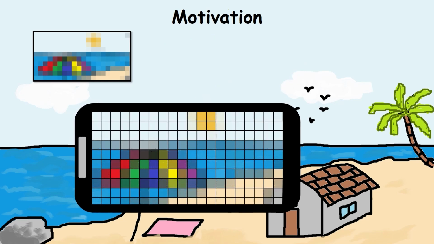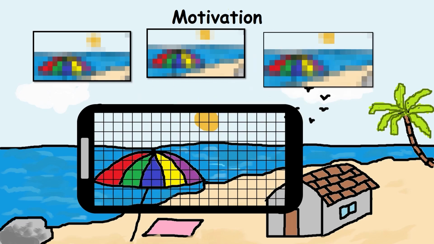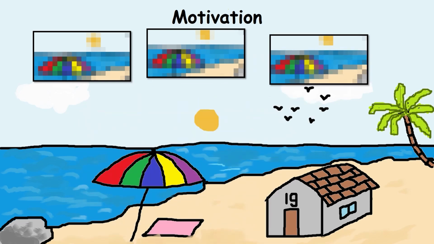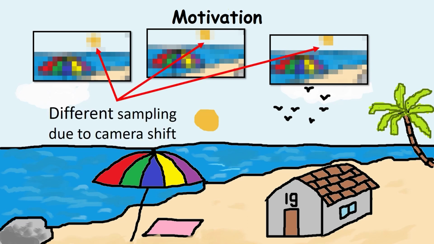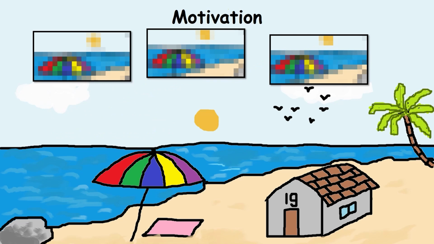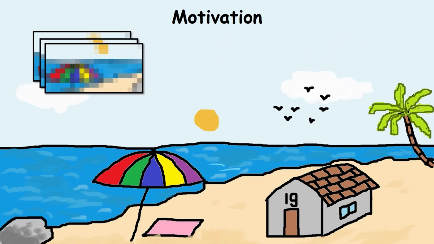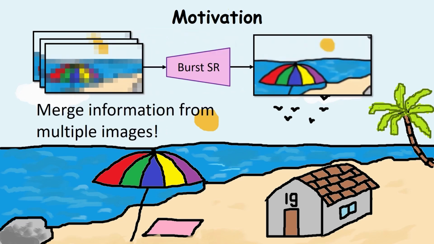A burst, on the other hand, contains multiple images of the scene captured successively. Due to natural hand motion, each of these images provide a different sampling of the underlying scene. This raises the possibility of using information from these multiple images to generate a high resolution output. We tackle this burst super resolution problem in this work.